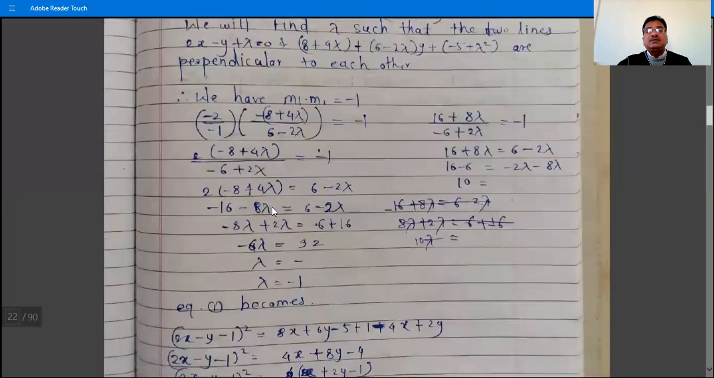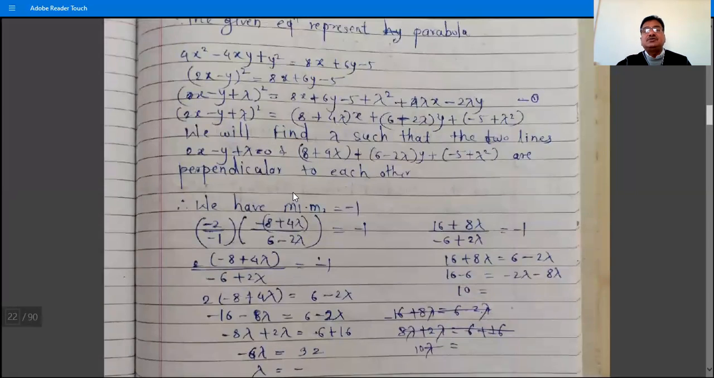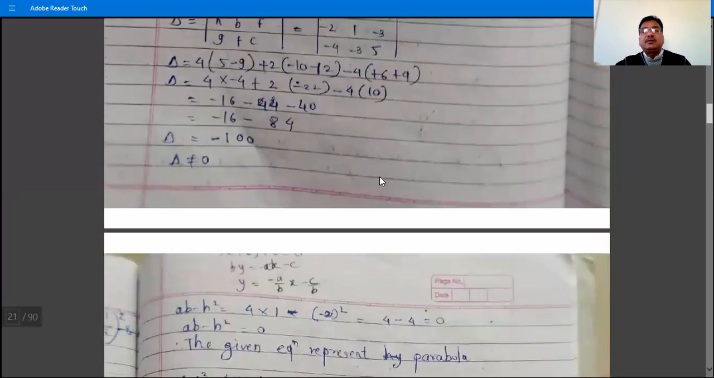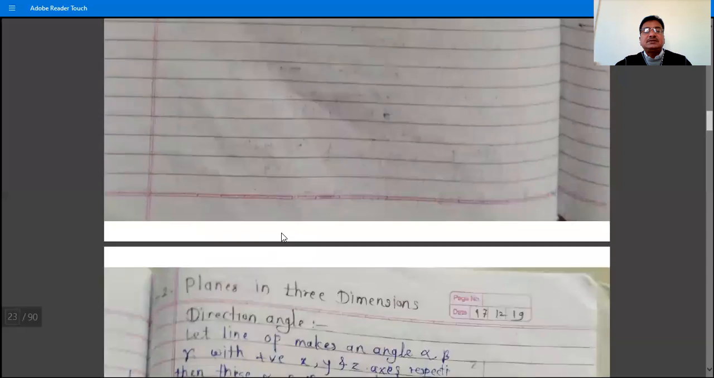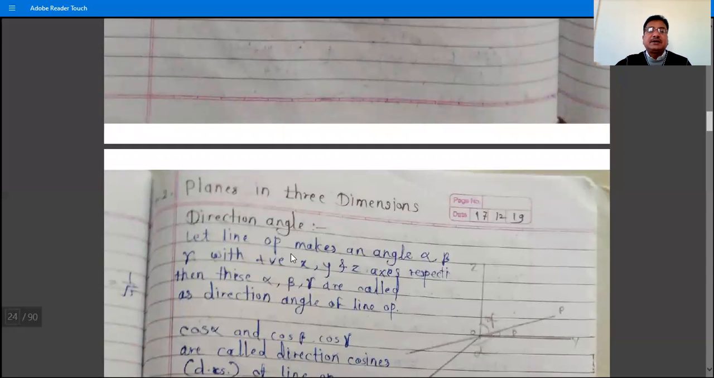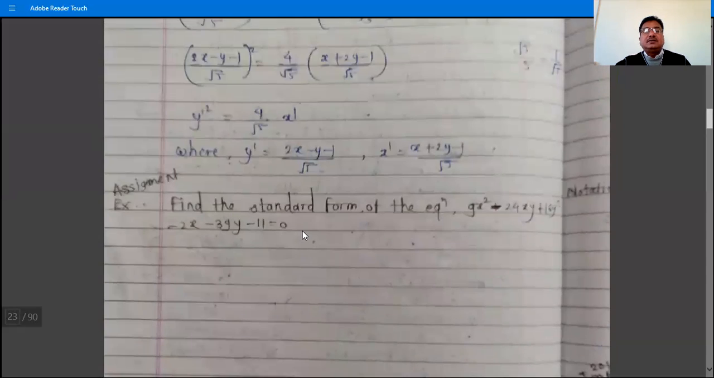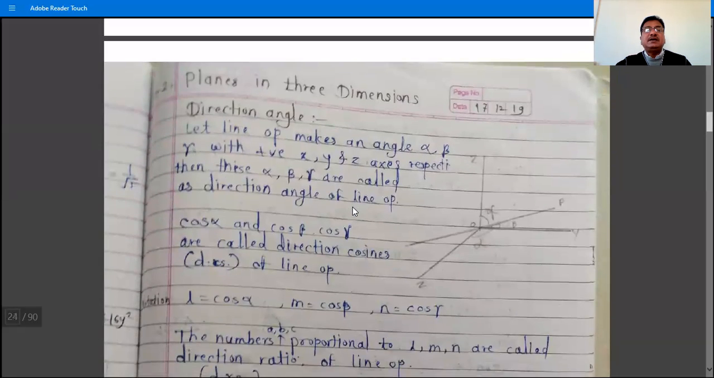But these problems are not so important. The problems of parabola are less important; the problems of ellipse and hyperbola are important. So this is about the topic of chapter number one, analytical geometry of two dimensions. Then we'll see the next chapter, the plane in three dimensions, in the next lecture.